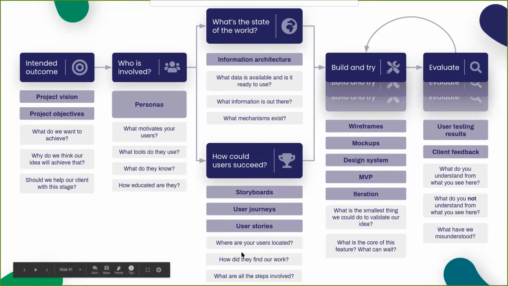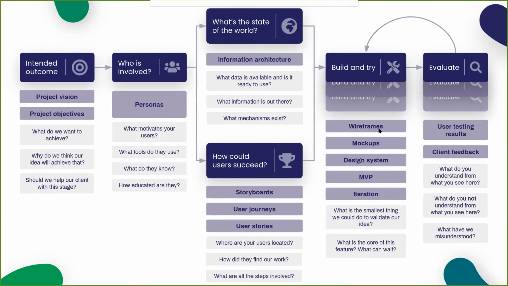Under how the users could succeed, we look at where they are located, how they might find our work, and what all the steps are involved for them beyond our app. And I'll talk about the scope of what this is, of how wide in this world of the user we're looking at. Under building and trying, we ask, what is the smallest thing we can do to validate our idea?